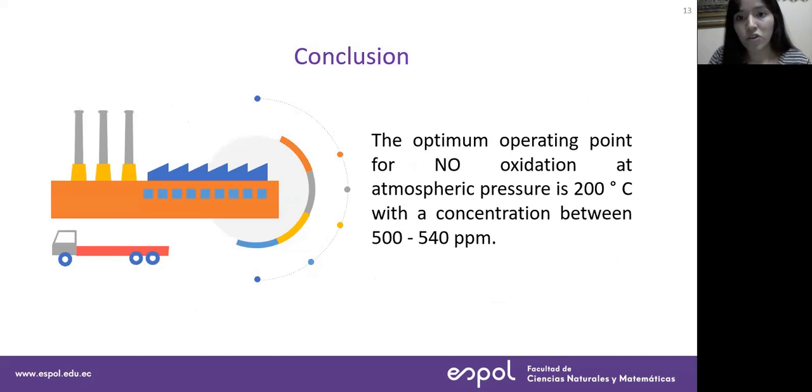So, in conclusion, the optimal operating conditions for nitric oxide are at atmospheric pressure and a temperature of 200 degrees, with a concentration between 500 and 540 ppm. Those are the conditions that we have worked with for this system, and based on the parametric study, we established that we obtain better conversion of the nitric oxide into nitrogen dioxide.